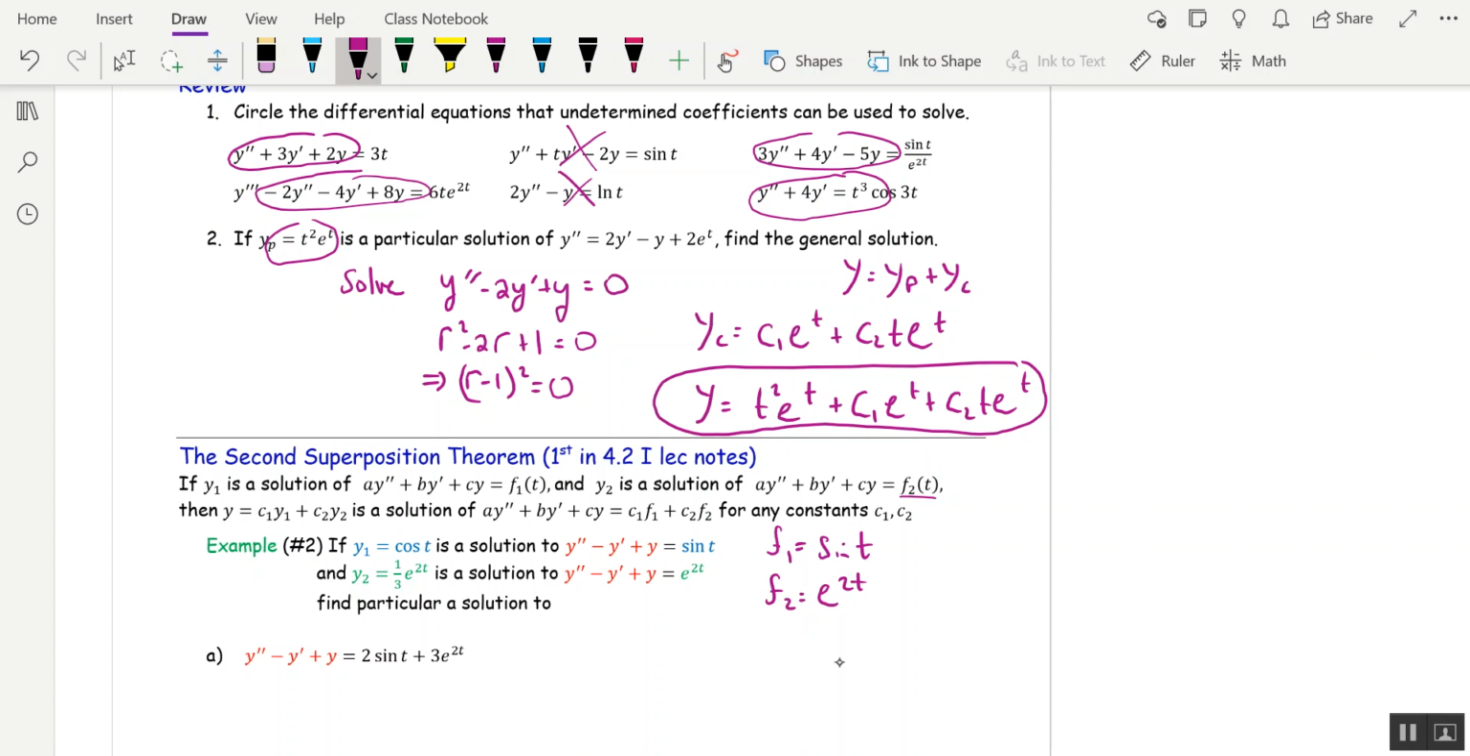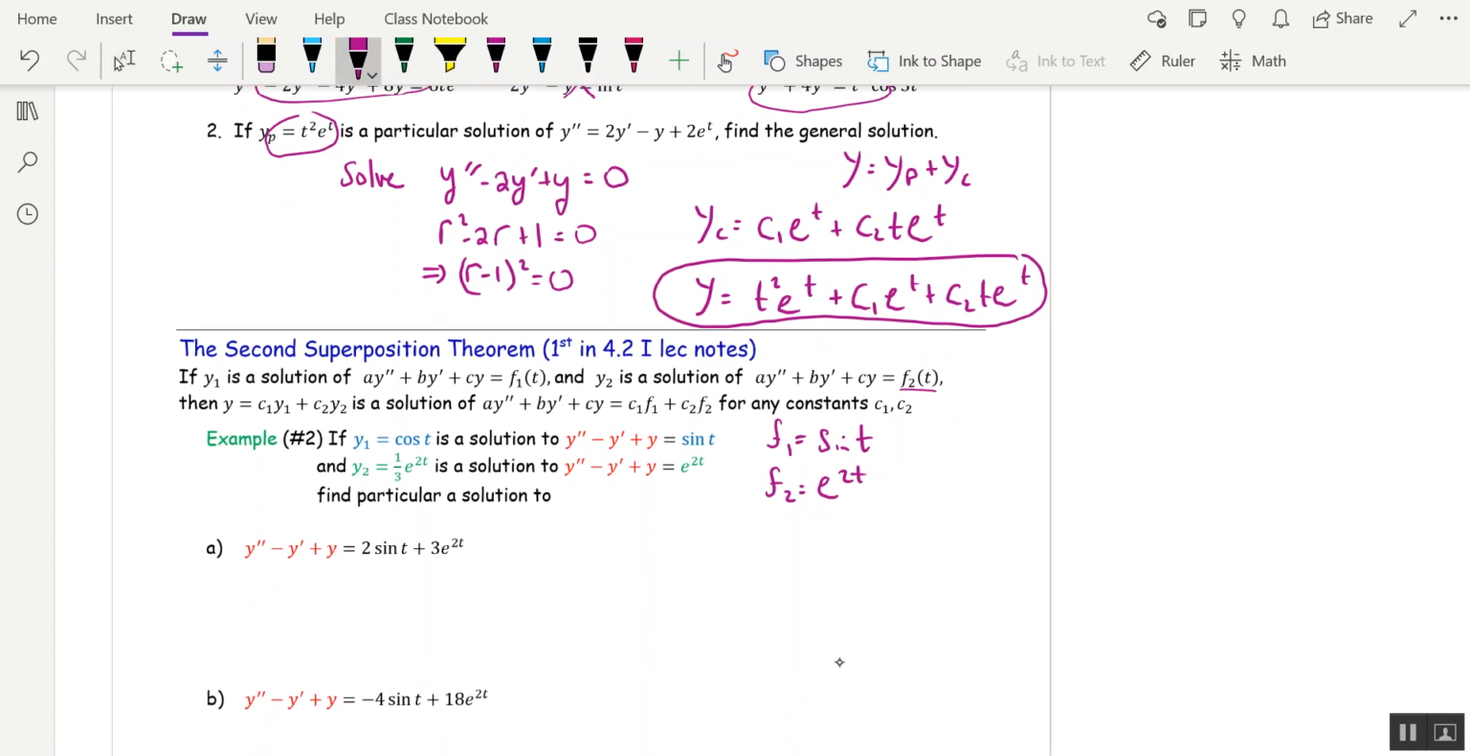All right, and we want a solution to the same left-hand side equal to 2 sine t plus 3 e to the 2t. So in order to determine c1 and c2 in this case, we need to just look at this and say, okay, this is 2f1 plus 3f2, right? And so by the theorem, we want y equal to c1y1 plus c2y2, 2y1 plus 3y2, because my c1 is 2 and my c2 is 3. So I just use those same coefficients, but now in front of the y1 and the y2.